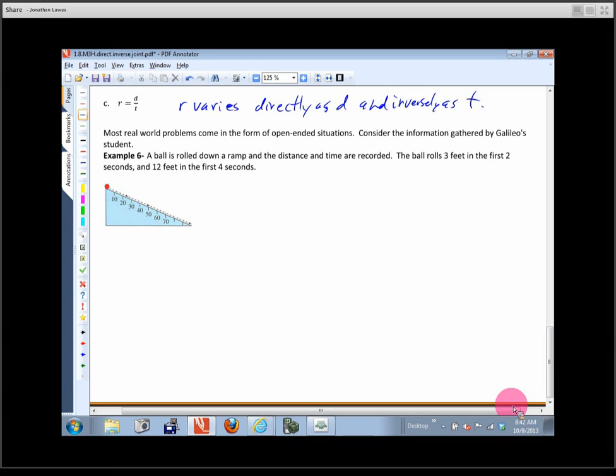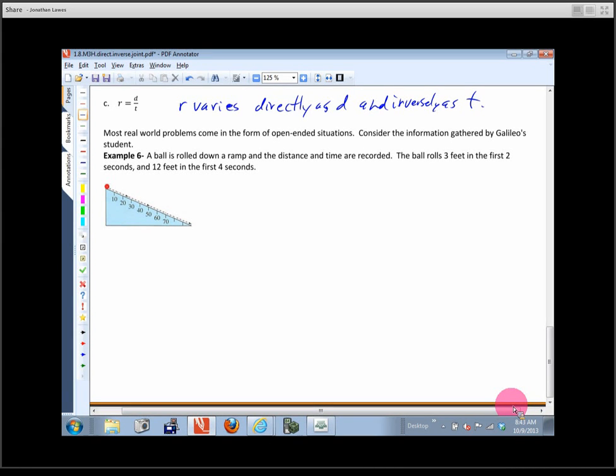Cameron, which is it? Direct. Why is it direct? Very good. Okay, that's exactly right. Our description that we used earlier to describe in layman's terms what direct variation means is that as one gets bigger, the other one gets bigger. As the time period grows, so does the distance the ball was able to cover. So this is some sort of direct variation.